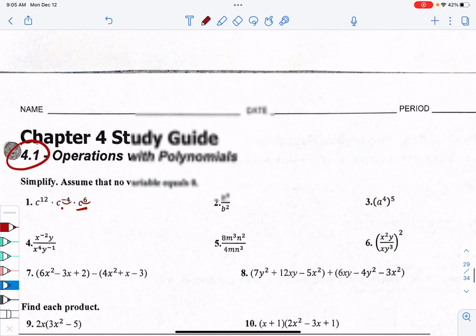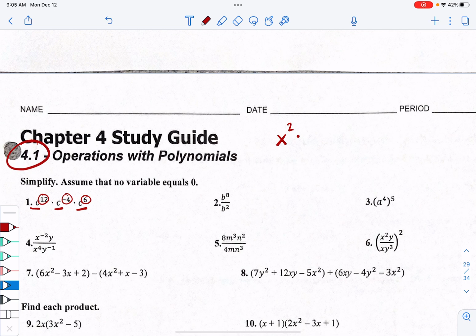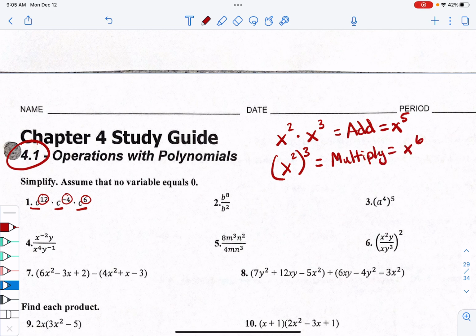Maybe right at the top of your paper, I always put the difference between x squared times x to the 3rd power versus x squared to the 3rd power, okay? When it's written like this, that is when you add. So I'm going to put equals add, and that's x to the 5th power. This equals multiply. This is when you multiply the exponents, okay? And that's x to the 6th power. So x to the 5th versus x to the 6th.